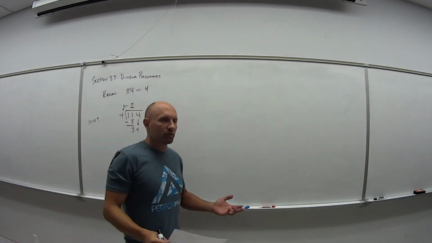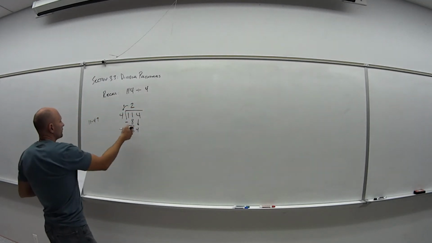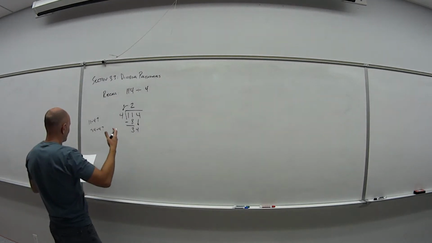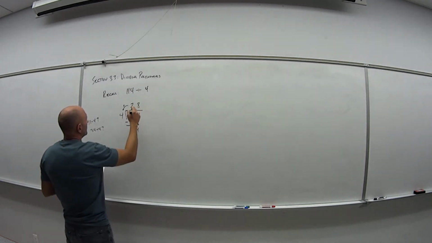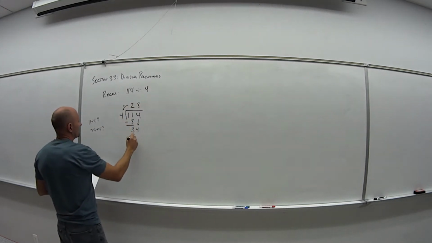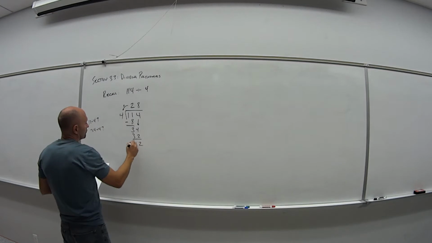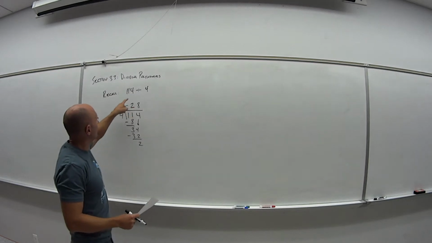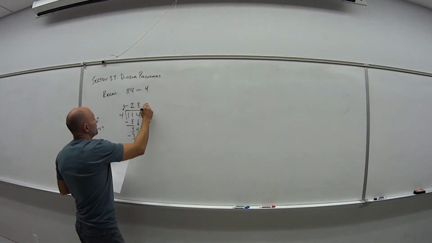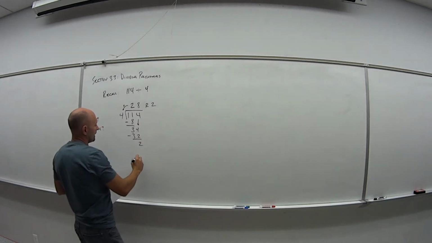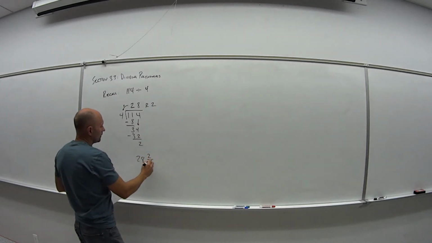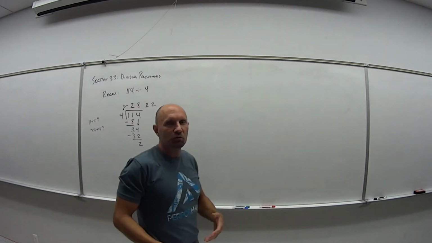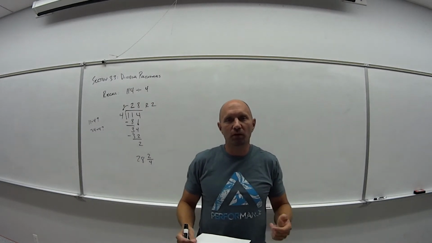And then we repeat the process, right? We have to figure out what number goes up here. So 34 divided by 4 is what? Well, that's about 8 with a little bit left over. So we multiply around. 8 times 4 is 32. We subtract. We're left with 2. There's nothing left to bring down. So we would say the answer is 28 with a remainder of 2. Or we could write it as 28 and 2 over 4, the remainder over the divisor. And so that's how we would do long division with just integer values.